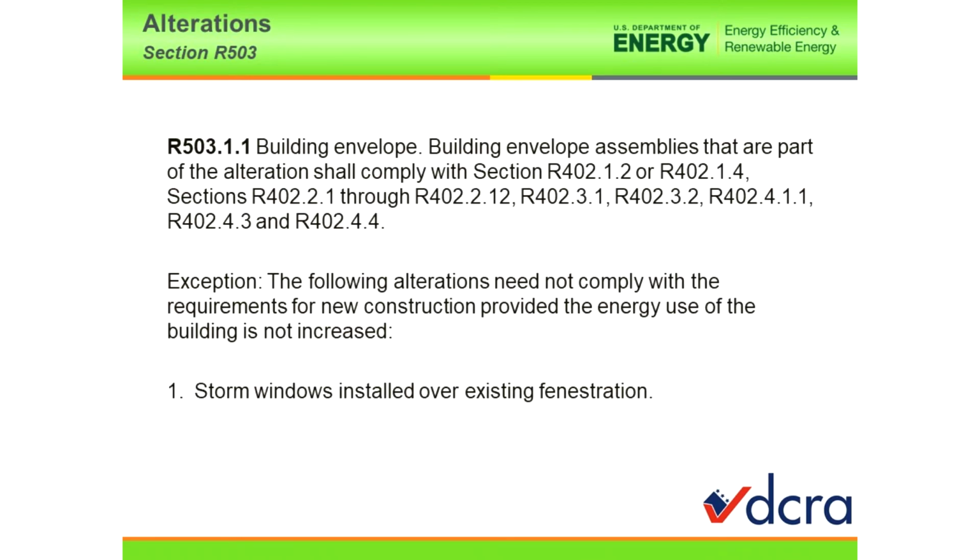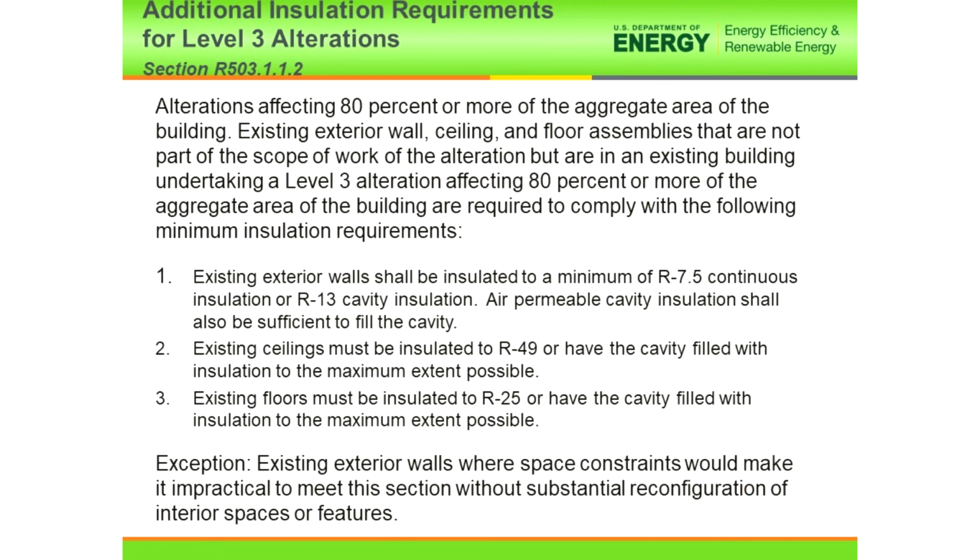Okay, for alterations, building envelope assemblies that are part of the alteration shall comply with those sections. I'm not going to read them all out. And the exception being, the following alterations need not comply with the requirements for new construction provided the energy use of the building is not increased: storm windows installed over existing fenestration. That's your exception. So other than that, yeah, they got to comply. Okay.